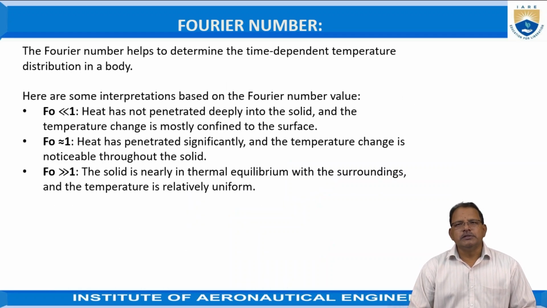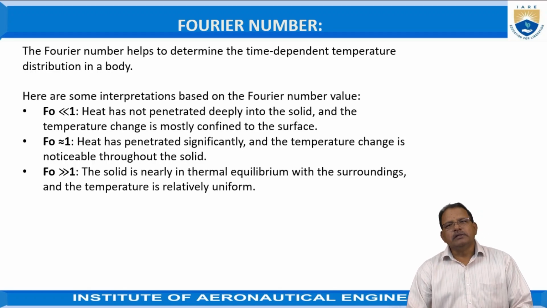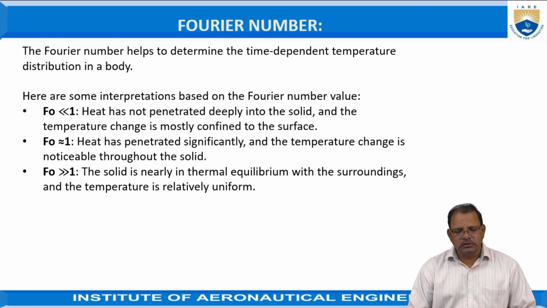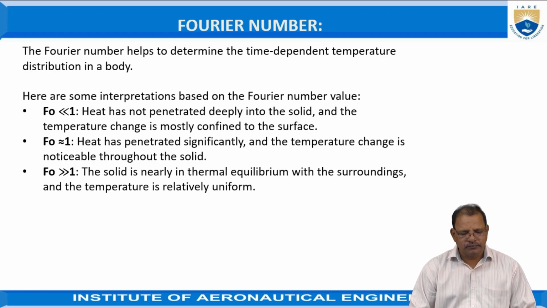The Fourier number helps to determine the time-dependent temperature distribution in a body. Here are some interpretations based on the Fourier number value. If Fo, the Fourier number, is much less than 1, heat has not penetrated deeply into the solid, and the temperature changes are mostly confined to the surface only.